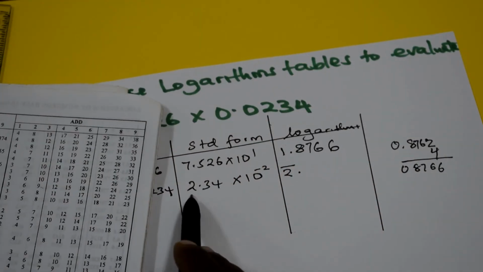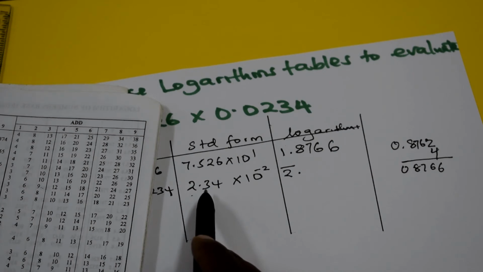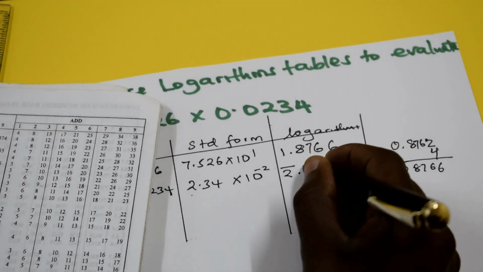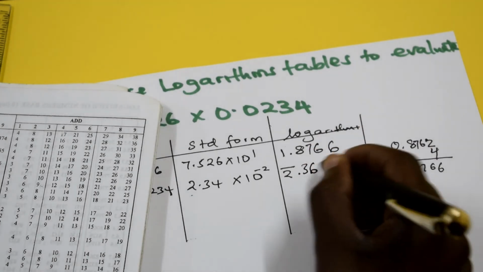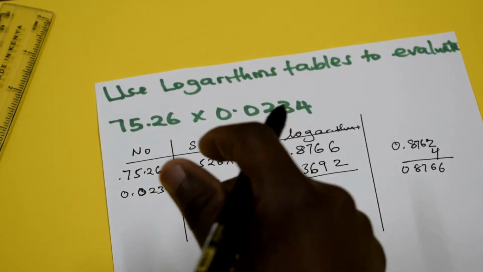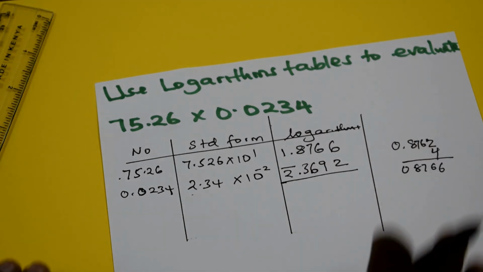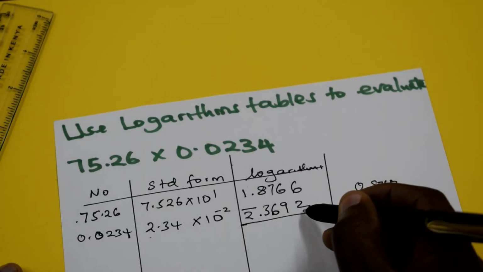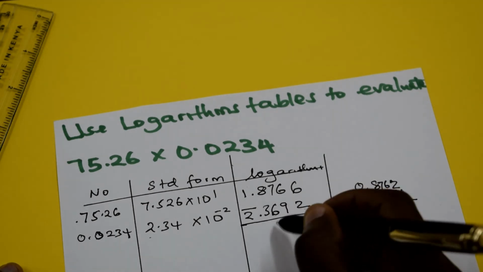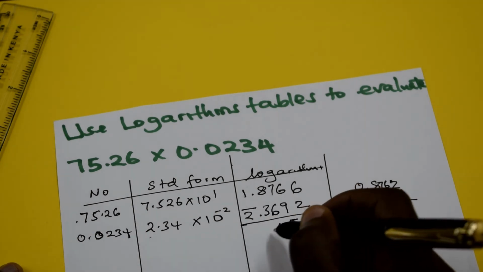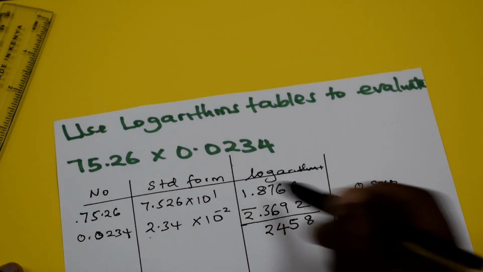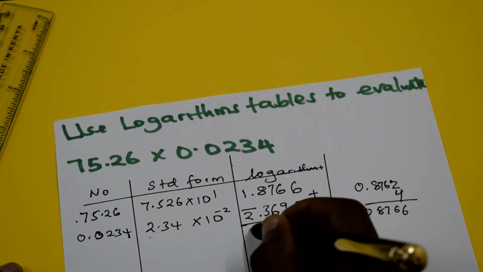Then we have the log of 2.34. So 2.34, we get 0.3692. And since these numbers are multiplied, we are going to add the logs. So we add these logs. This gives us 8, then 15, carry 1, 14, carry 1, we get 12, carry 1. So 1 plus 1 we get 2, minus 2 we get 0.